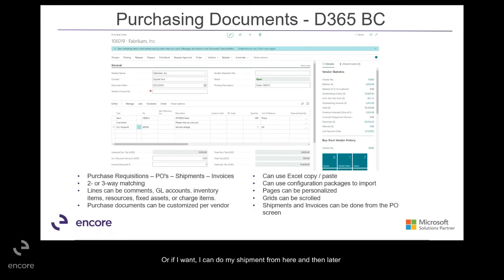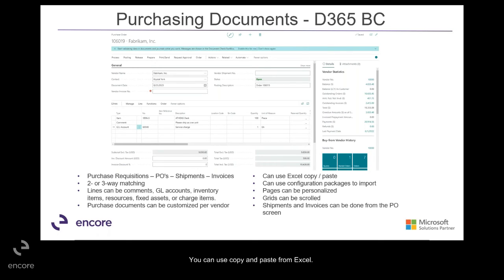Or if I want, I could do my shipment from here and then later create an invoice and match the invoice to the shipment. So it still has the 2- or 3-way matching we were talking about with Dynamics GP. Your lines can be either comments or GL accounts. You can use inventory items or resources, fixed assets, or charge items. The purchase documents can be customized per vendor. So every vendor could have their own purchase invoice or custom PO.